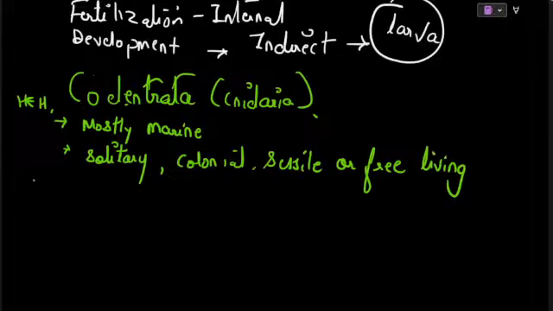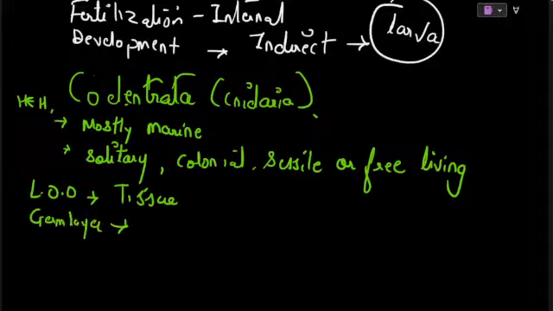Next, level of organization. The level of organization is tissue level, right? Is it tissue or organ system? Tissue. Next, what about germ layer? Germ layer, diploblastic.